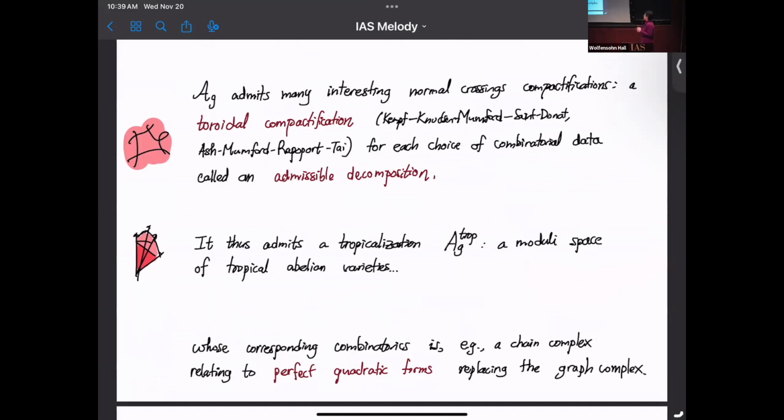There is a beautiful, intricate story about that, which, roughly speaking, at least the way I'm telling the story, is an analog of the Deligne-Mumford compactification of MG. There isn't a favorite one in this world. It admits many interesting normal crossings compactifications. Slightly more generally, this is a theory of toroidal compactifications. See the work of Kempf, Knudsen, Mumford, Saint-Donat, and Ash, Mumford, Rappaport, Tai, for instance. And again, there's no favorite one, but for each choice of some combinatorial data called an admissible decomposition, one gets such a toroidal or normal crossings compactification.